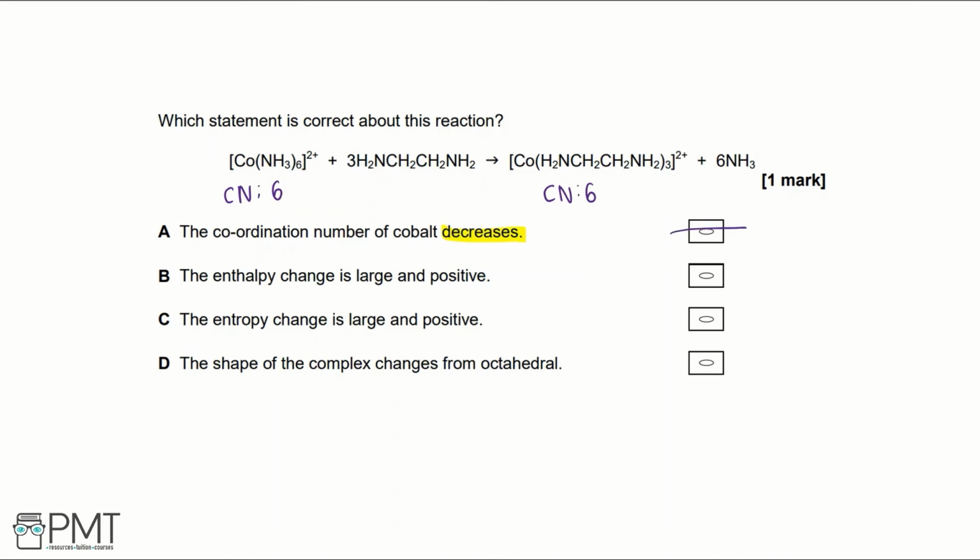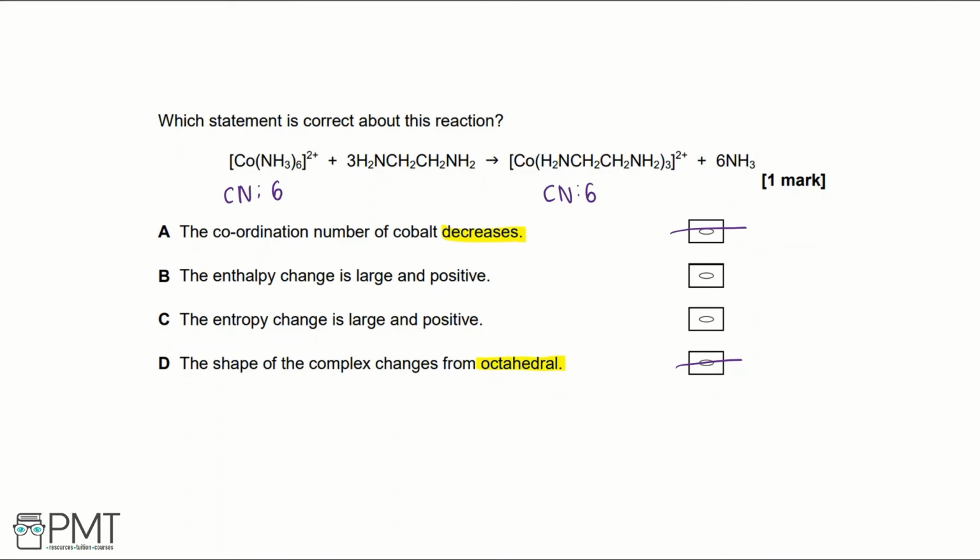And this also helps us with D. So it's saying that the shape of the complex changes from octahedral. But if you have a coordination number of 6, that means you're going to be octahedral in both complexes. So this stays the same also. So we're between B and C now.